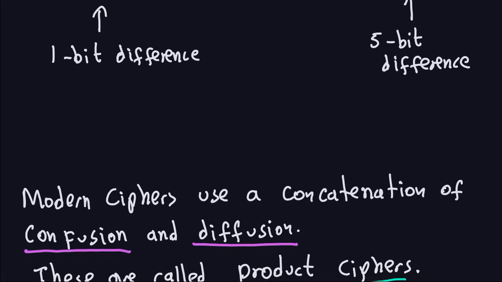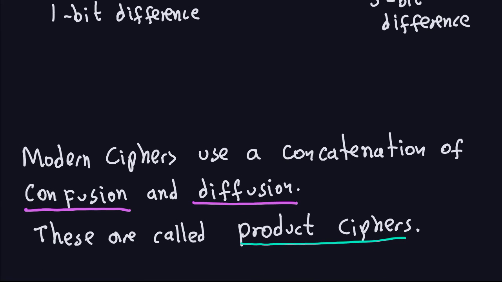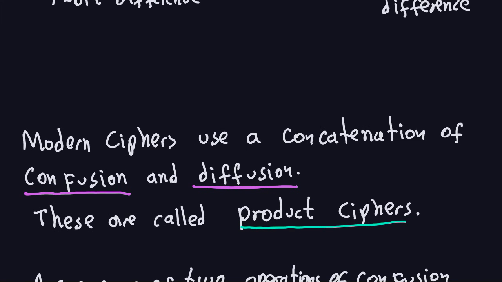So as I said, modern ciphers use these two things, confusion and diffusion. And what usually happens is they use a concatenation of those things. So for example, they start with the plain text, they do confusion, then diffusion, and then do it again, and again, and again, in pairs. These kinds of ciphers are called product ciphers because you do one followed by the other. That's why they're called that.